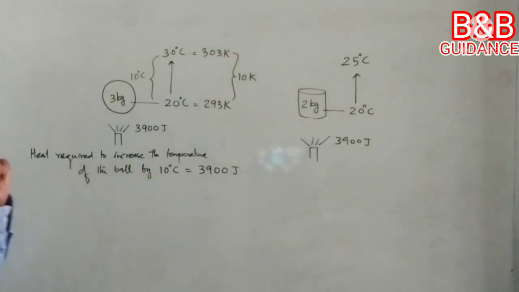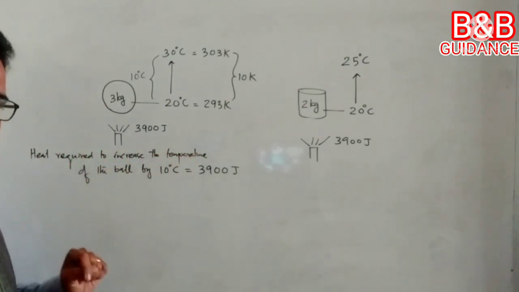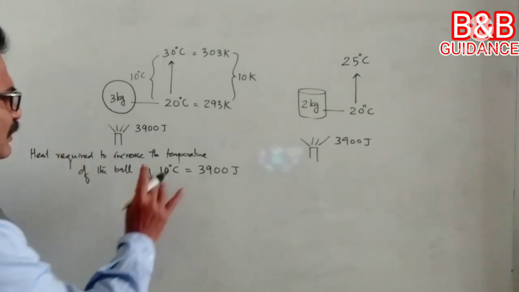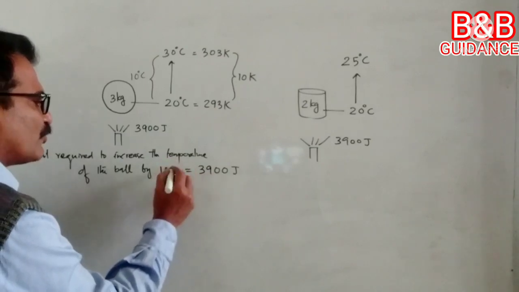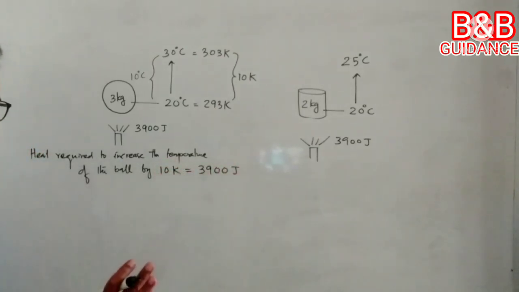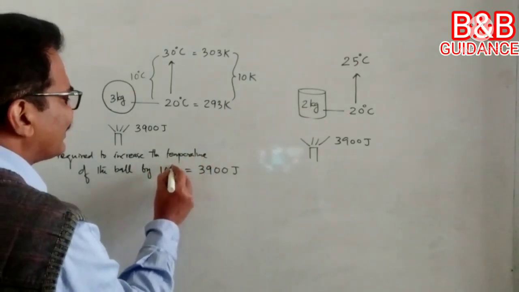So here, the heat required to increase the temperature of the ball by 10 degrees Celsius, instead of that, I can write heat required to increase the temperature of the ball by 10 Kelvin. Then also same thing, isn't it? But now I am writing in terms of degrees Celsius. Let us continue with the degrees Celsius.